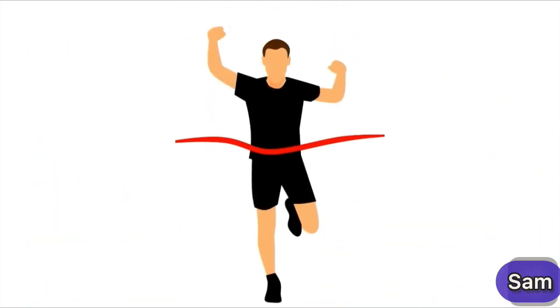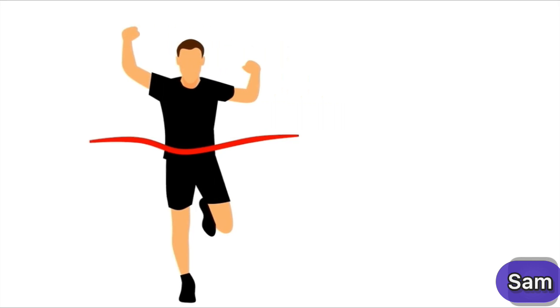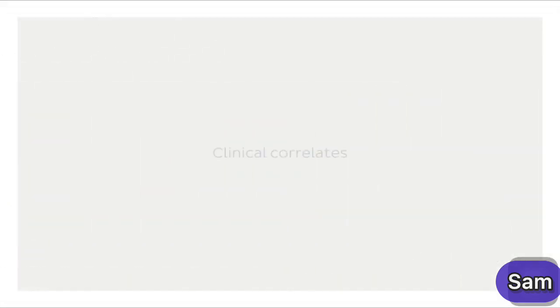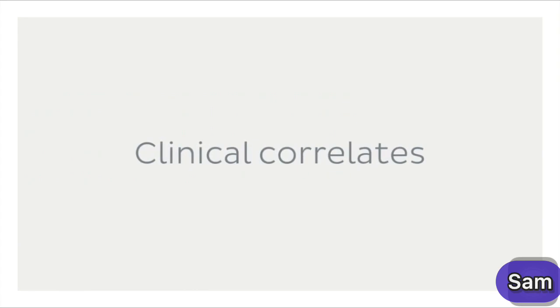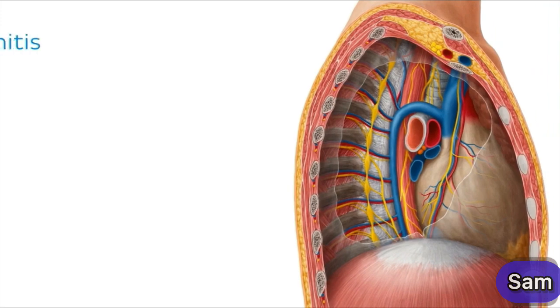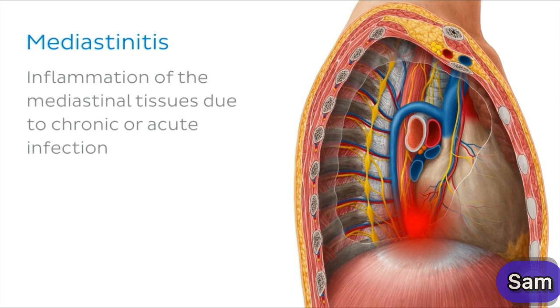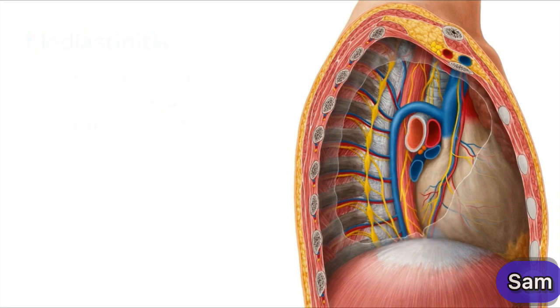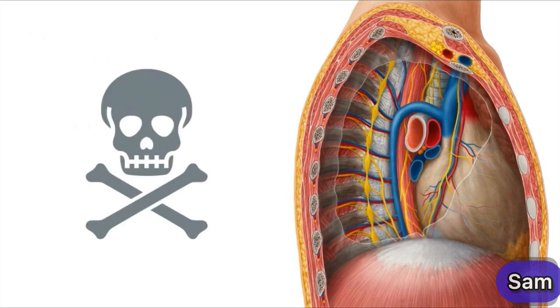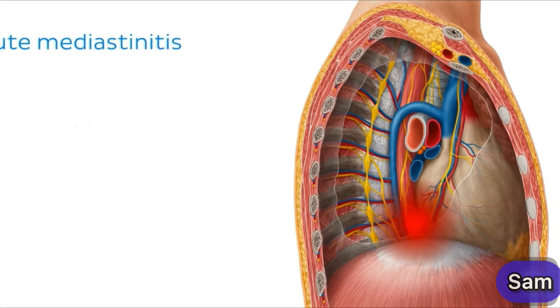And with that, we've reached the end of our tour of the mediastinum. So now that we've explored the anatomy of the mediastinum, let's finish up our tutorial today with some clinical correlates of the mediastinum. Mediastinitis is an extremely serious condition which involves inflammation of the mediastinal tissues due to chronic or acute infection. And it can be a life-threatening condition and, like many infections, needs immediate treatment.